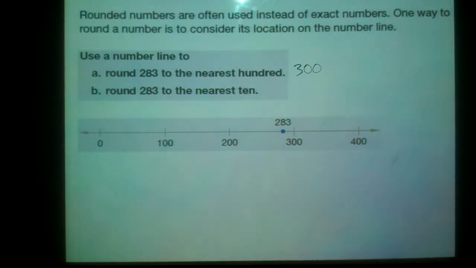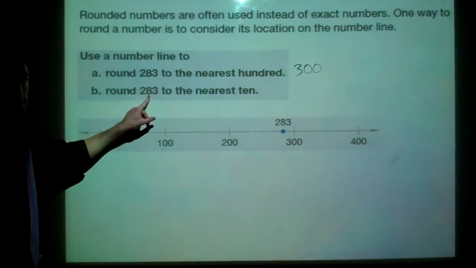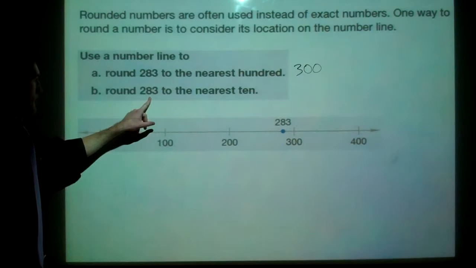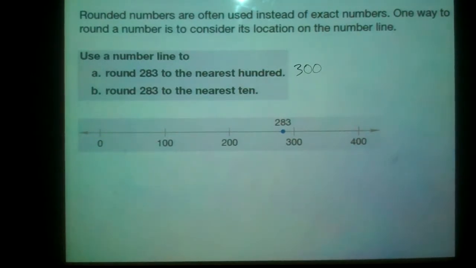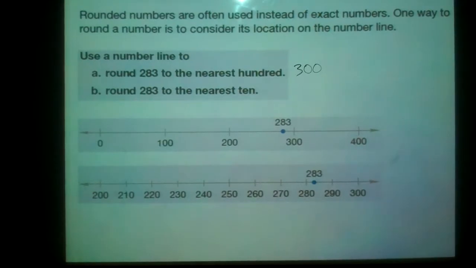But if we look at 283 to the nearest 10, that would be here. This is our tens place. This is either going to round down to 280 or go up to 290. This one on the number line is closer to 280 than it is to 290. So we're going to round it down to 280.